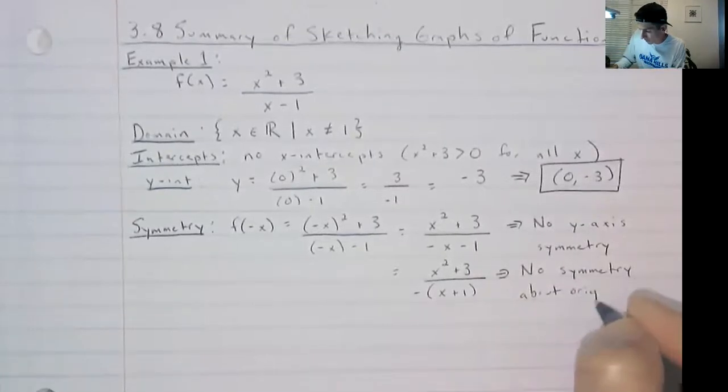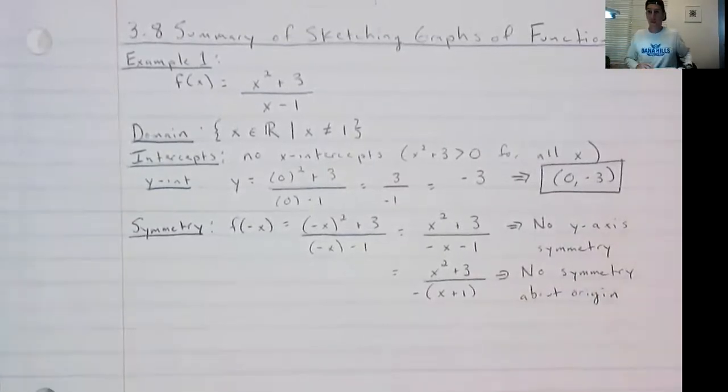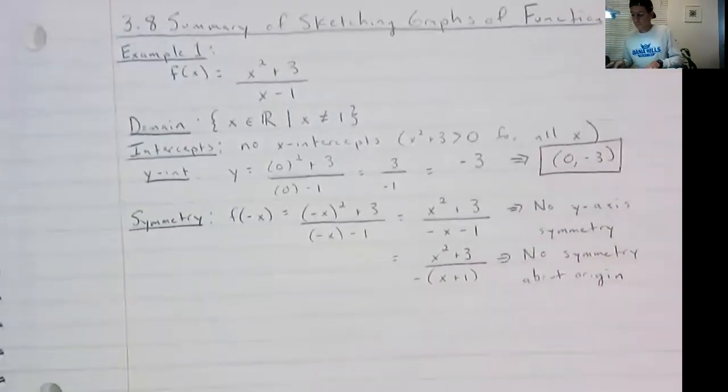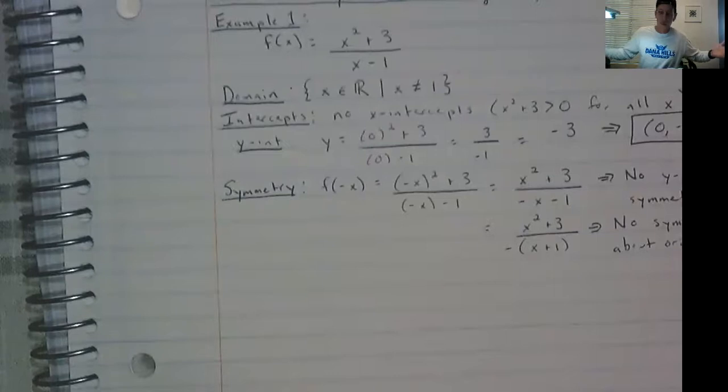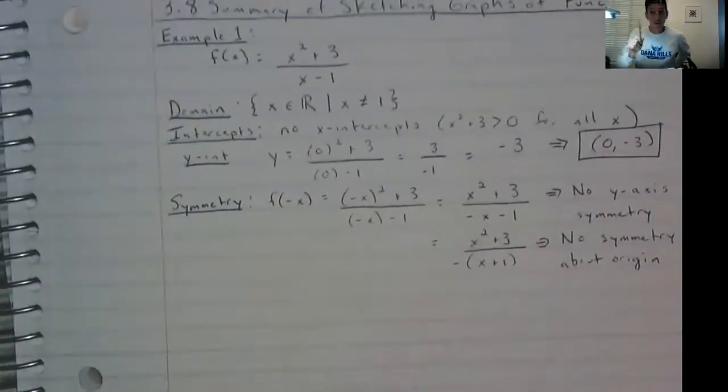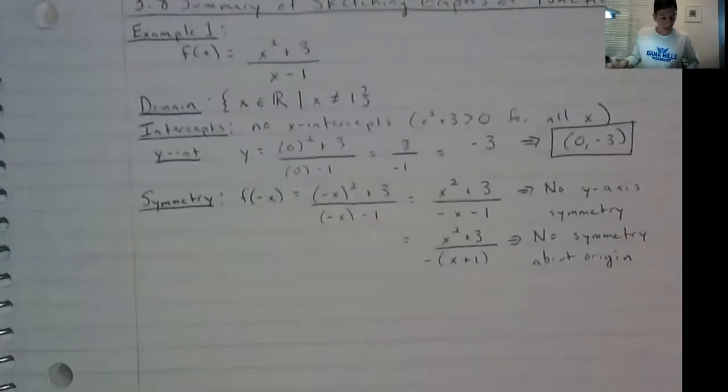That is a very obscure case. The y symmetry is the more common. Okay, so that's 1, 2, and 3. Number 4 says, check for any possible horizontal, vertical, or oblique asymptotes. In order to do that, you will have needed to watch 3.7, which talks about horizontal asymptotes or limits at infinity. So hopefully you've done that. If not, press pause and go do that now.